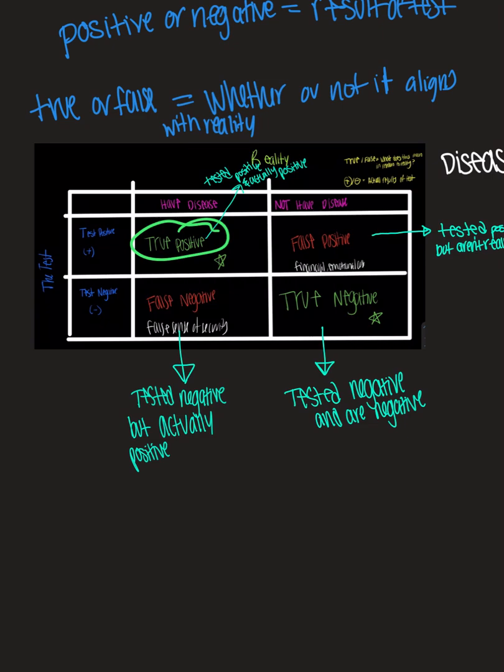And a false negative would be that you do actually have the disease, but you don't think you do, which will make you feel like, oh, I'm fine, but you're actually infecting other people. And then a true negative is when you are completely negative and it aligns with reality, which is obviously the best case scenario in this situation.